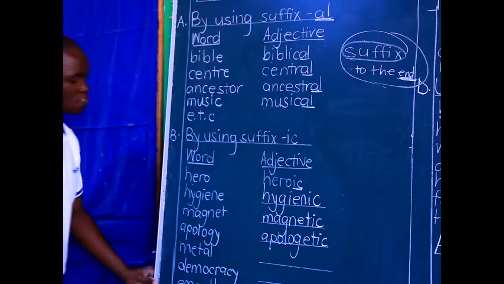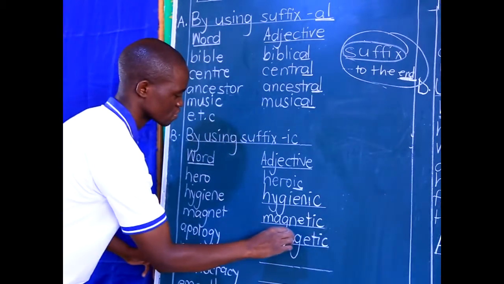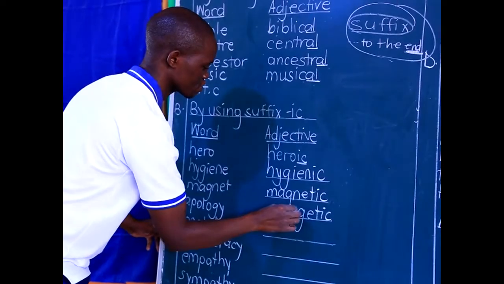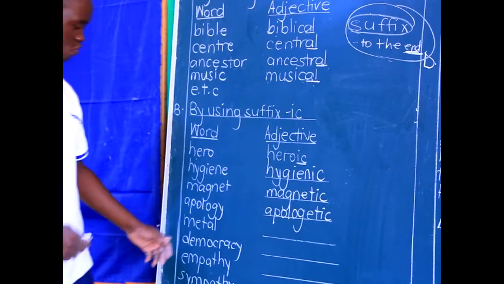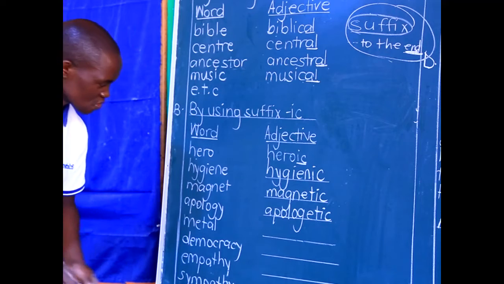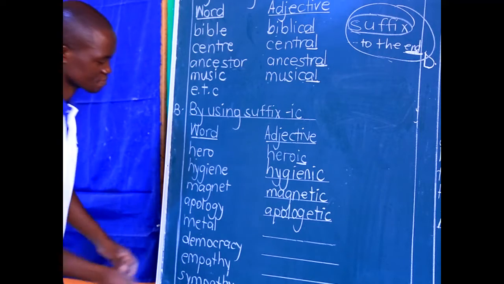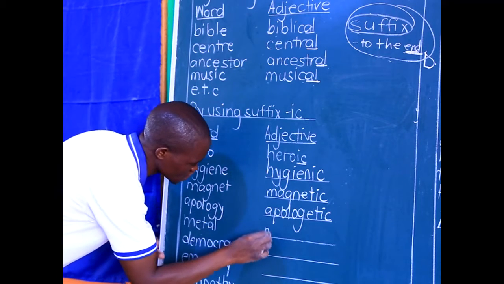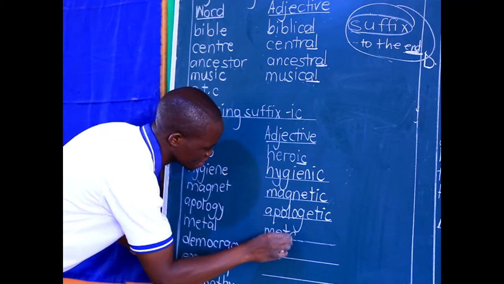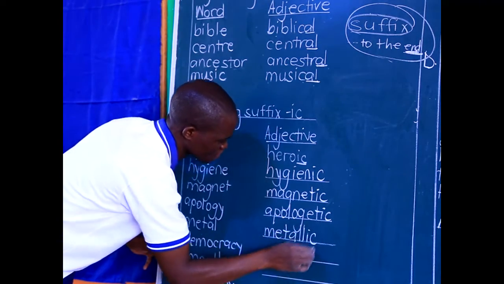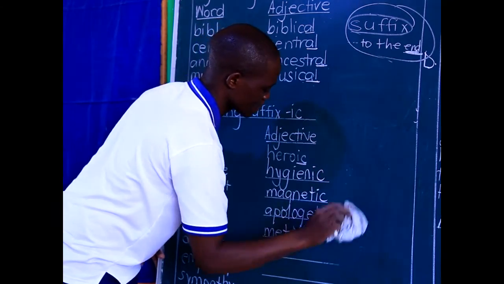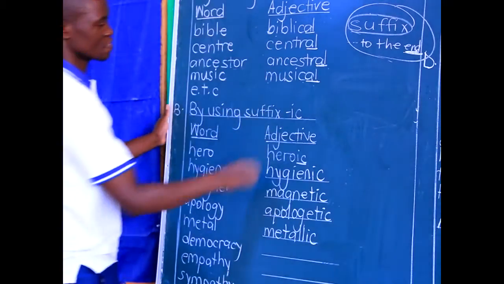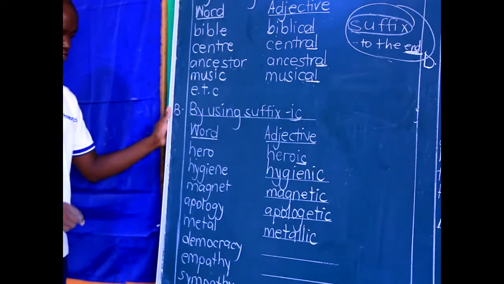Apology, apologetic. You can sound apologetic to your teacher when you commit a crime. The way you go to ask for forgiveness, you should sound apologetic. Metal changes to the adjective and becomes metallic. Check the spelling change. You double L before you add your IC, which is your suffix.